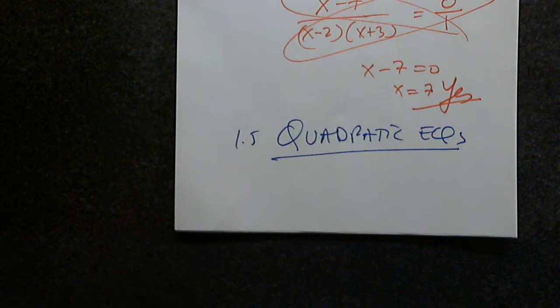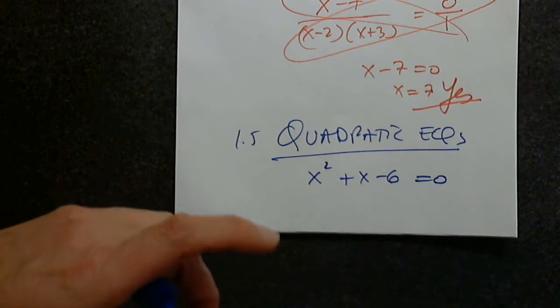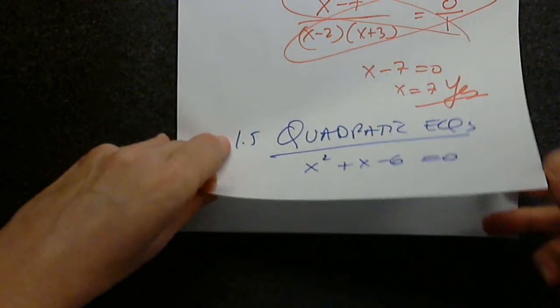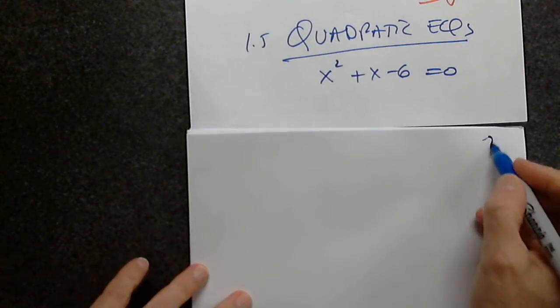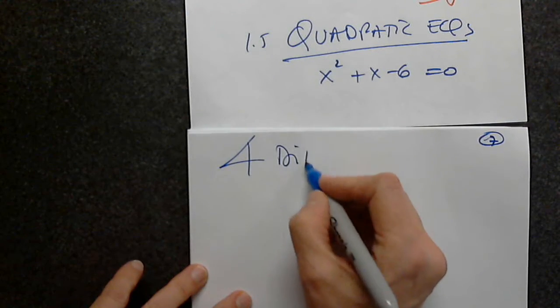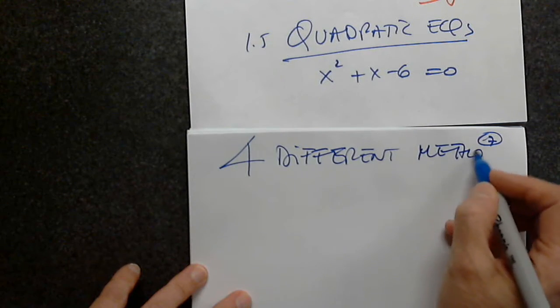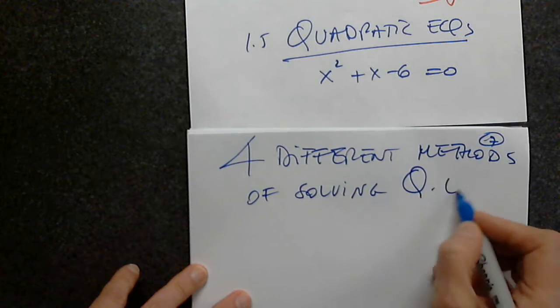So can anyone give us a quadratic equation, an example of a quadratic equation? X squared plus x minus 6. Awesome example. And that's how we are going to start. Good. This is a quadratic equation. We will be looking at 4 different methods of solving quadratic equations.